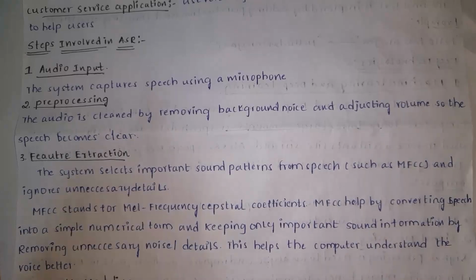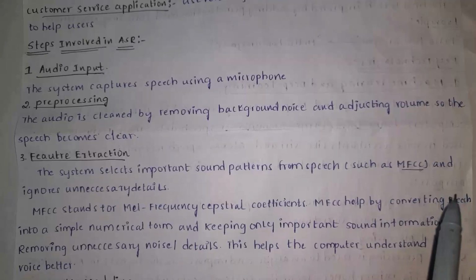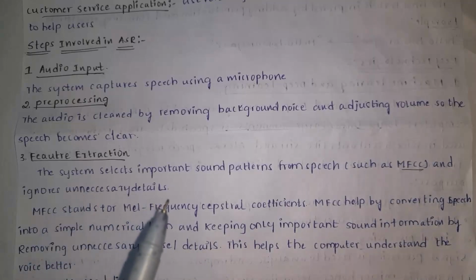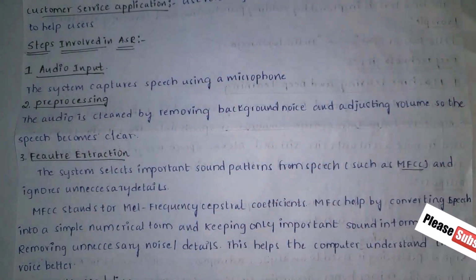And the second step is pre-processing. Guys, in the pre-processing stage, our audio is cleaned by removing background noise and the volume is automatically adjusted so that our speech becomes clear. And the third step is feature extraction. In this step, the computer will use the MFCC technique, where MFCC stands for Mel frequency cepstral coefficient. By using this technique, important sound patterns are captured and unnecessary details are removed. That is, only important speech is selected by removing unnecessary details.